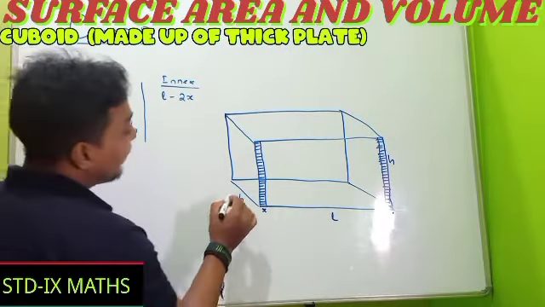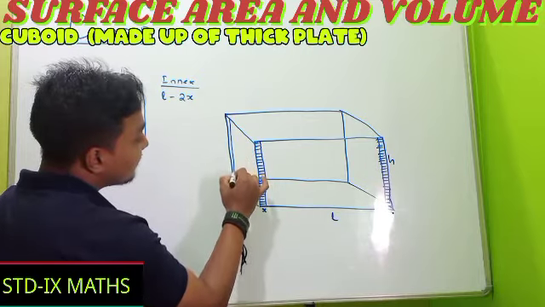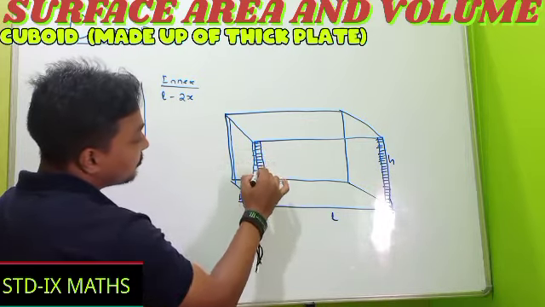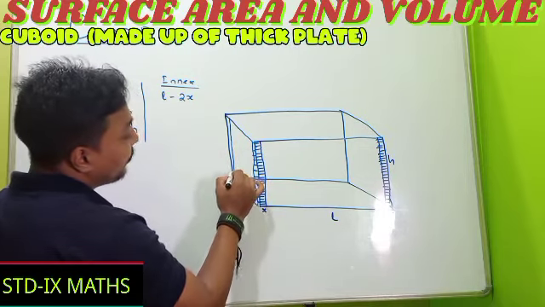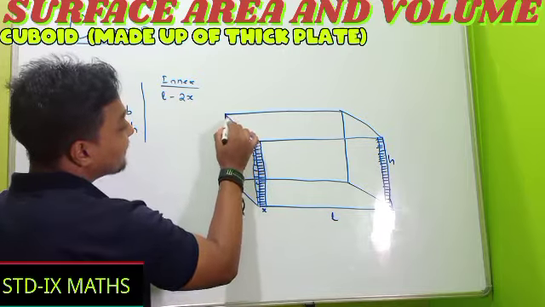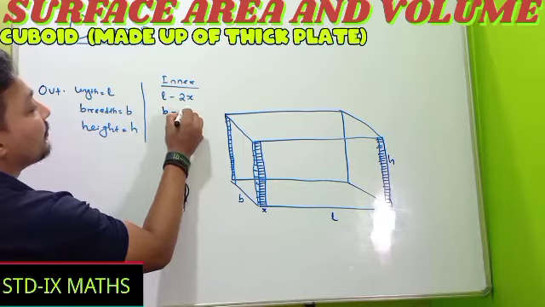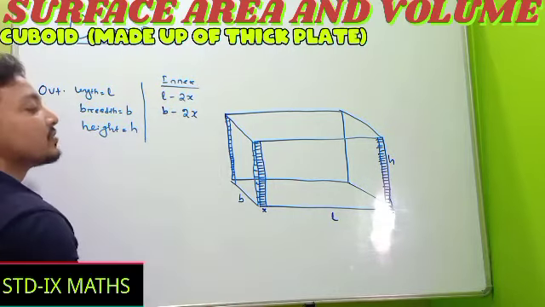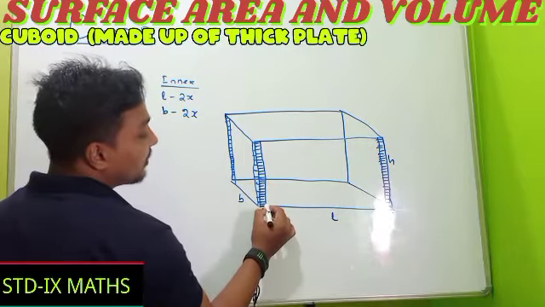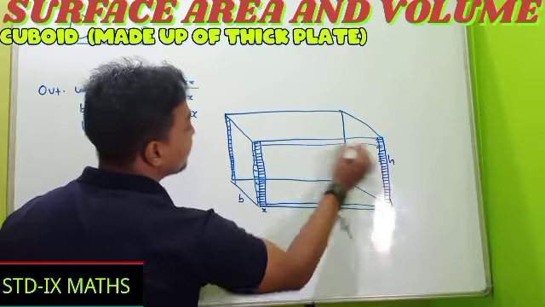And in the same way, for the breadth, how much? Whenever it has some thickness, the breadth can also be reduced by 2 times the width, otherwise 2x, whenever I need to find the inner breadth. This is the inner breadth, and the height. See, here the height is this much, but whenever it also has some thickness.